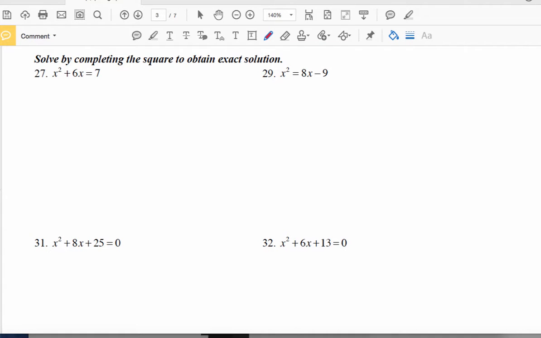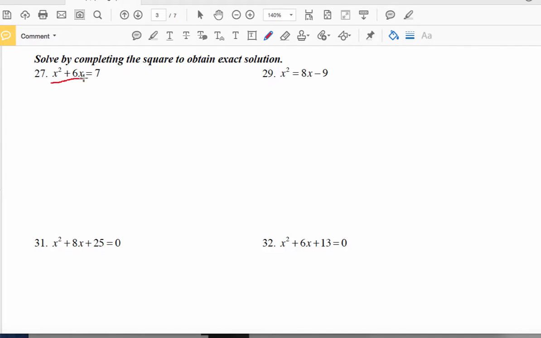For completing the square, I'm going to do just one of these problems with you as an extra example. If you have any questions further than one more example, then you can just email me with a specific question. You need to make sure that for all four of these problems that you have the x terms isolated, which means they're on the same side of the equation by themselves.